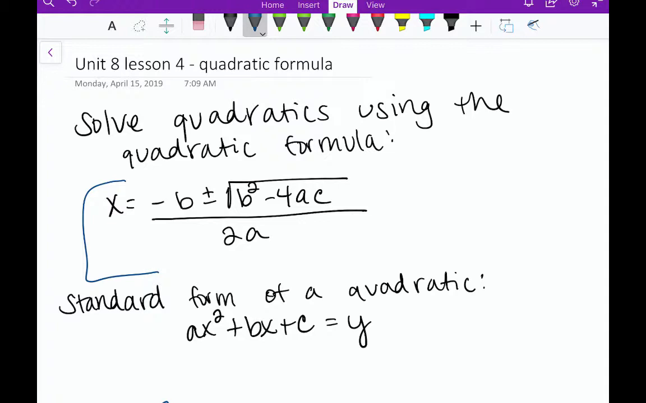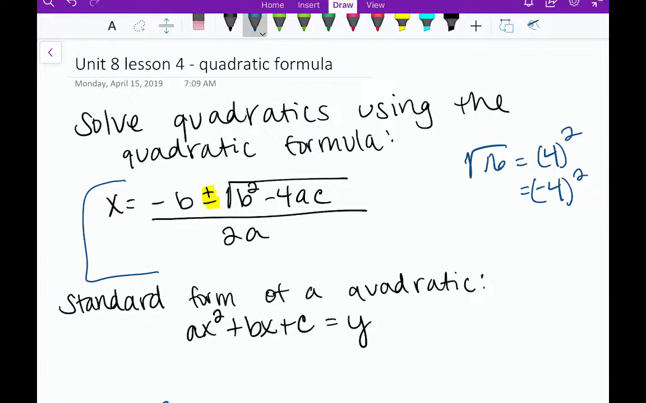So the quadratic formula is x equals negative b plus or minus the square root of b squared minus 4ac, all divided by 2a. The plus or minus is important because when I take the square root of 16, my answer could be 4 or my answer could be negative 4. Why? Because if I square 4, I get 16, but if I square negative 4, I also get 16. So there's two answers there.